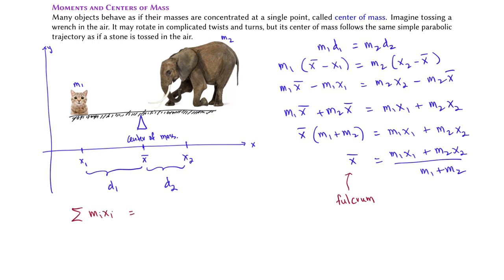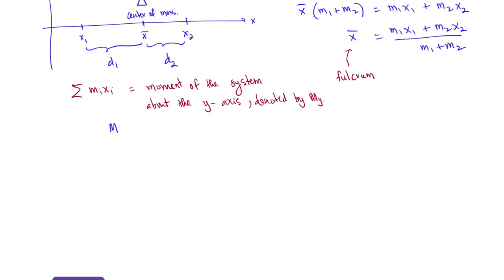Their sum, the sum of mi xi, is called the total moment of the system about the y-axis because each of the xi is measured from the vertical y-axis. This is denoted as capital M sub y, just to remind us that these are computed from the y-axis.